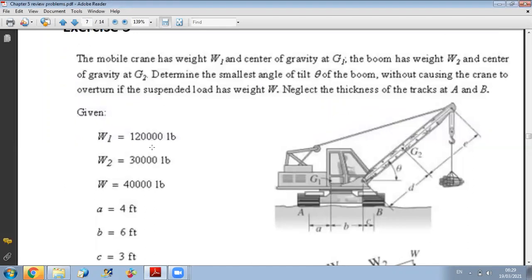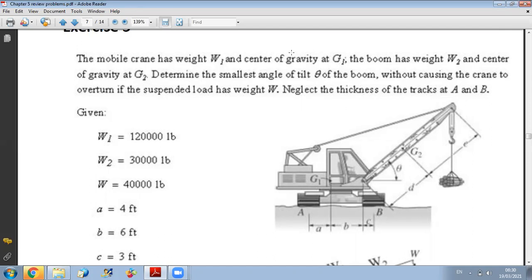Another problem. The mobile crane has a weight W1 and center of gravity G1. The boom has a weight W2 and center of gravity G2. Determine the smallest angle of tilt theta of the boom without causing the crane to overturn if the suspended load weight is W. Neglect the thickness of the tracks at A and B.